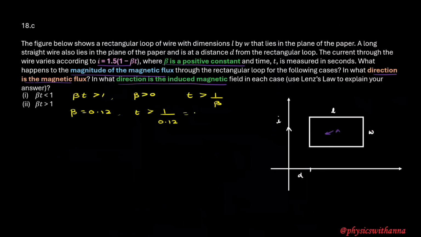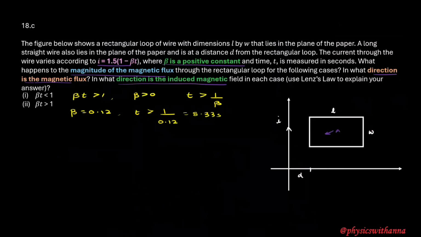This gives me the value of time to be greater than 8.33 seconds. So now when I'm determining what happens to current, I can only take time values which are greater than 8.33 because my case is valid only for those time values. So let's do the same process.